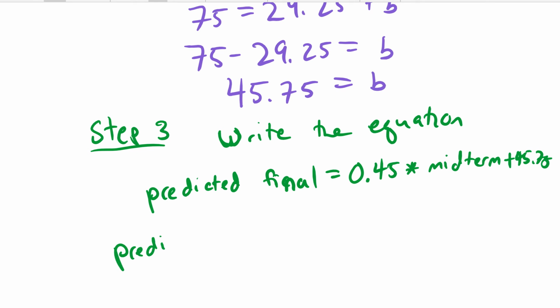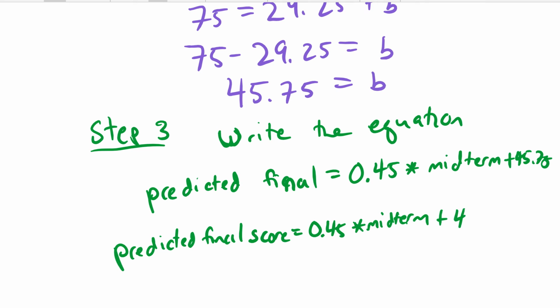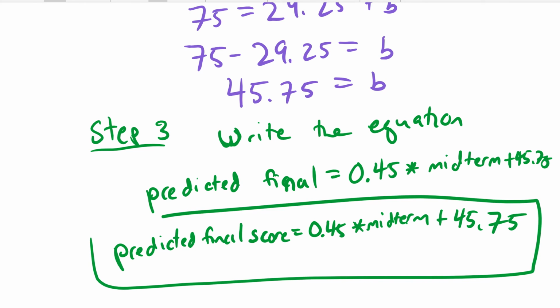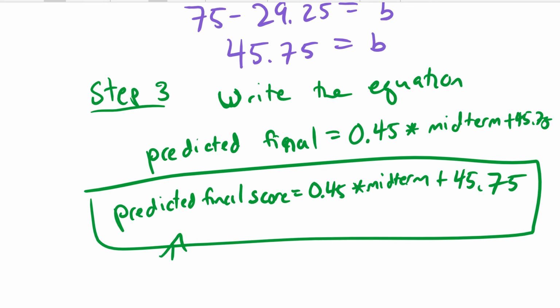The predicted final score is equal to 0.45 times the midterm score plus 45.75. And that is the regression equation. Please watch the next video for the continuation of this problem.